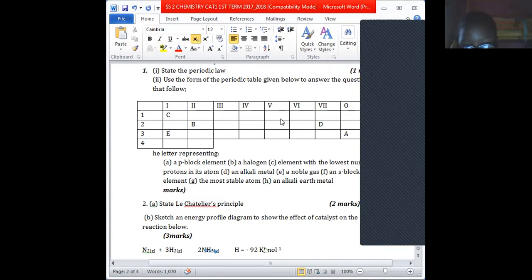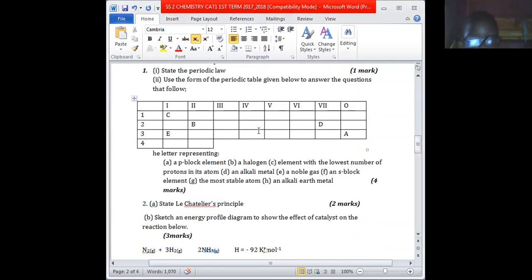Now they say use the form to answer the question below. The letter representing P block. What are the letters representing P block there? D and A. Correct.